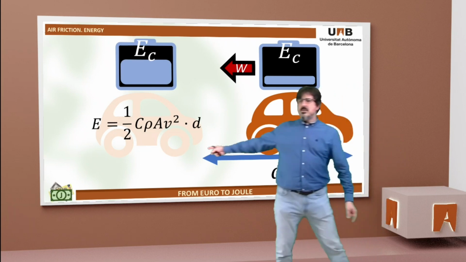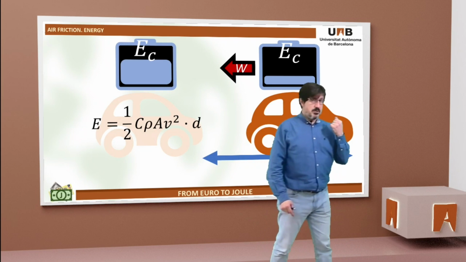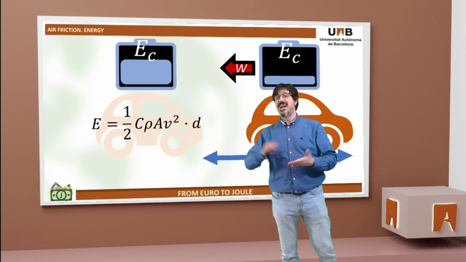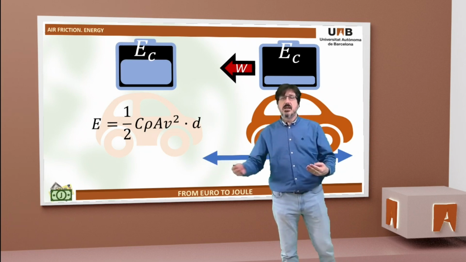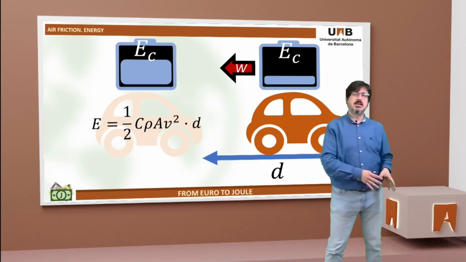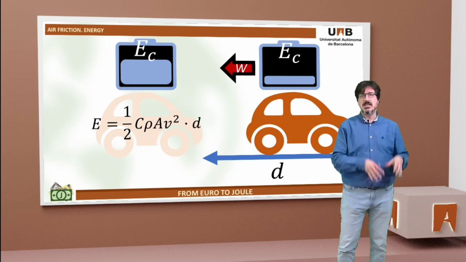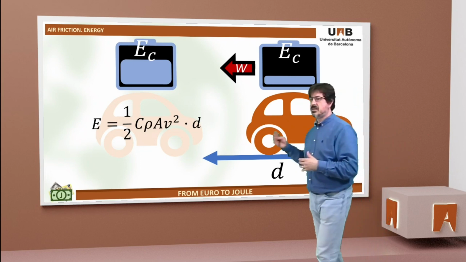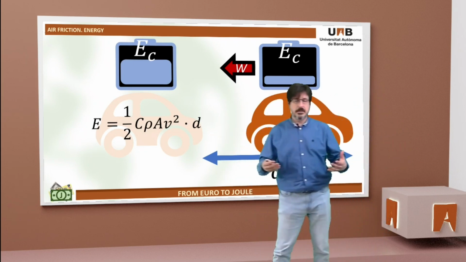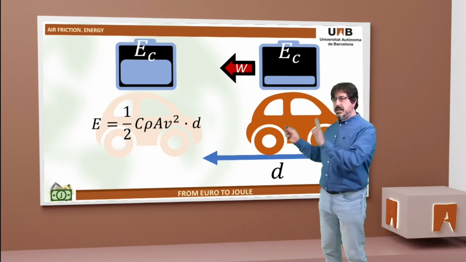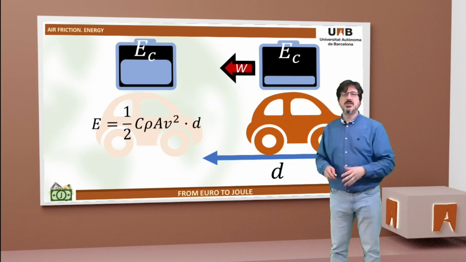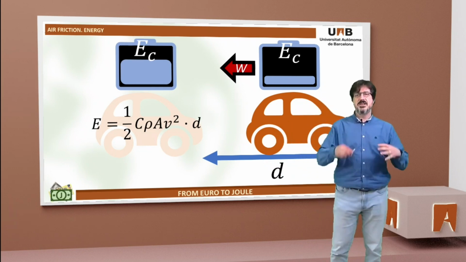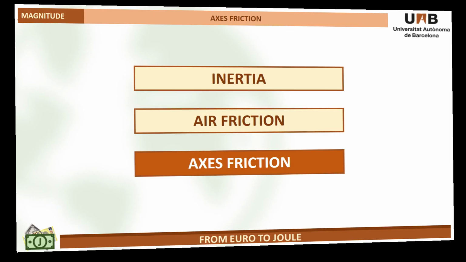As it depends on the speed squared, this tells us that this is important when I go at a high speed. This expression is not that important inside the city, because I go at a reduced speed, but for example, it's important on the highway. So this air friction is more important outside the city, and the inertia is important inside the city.